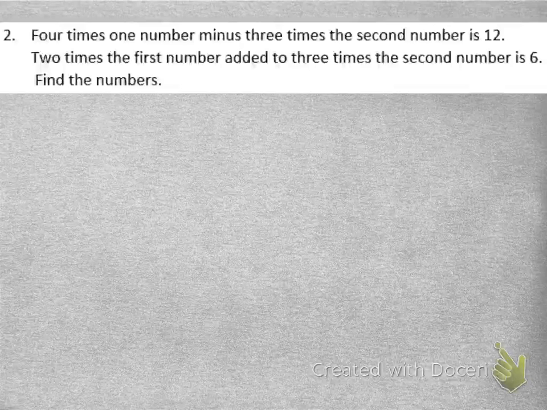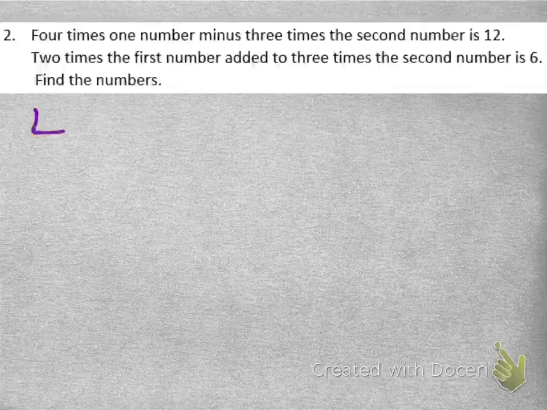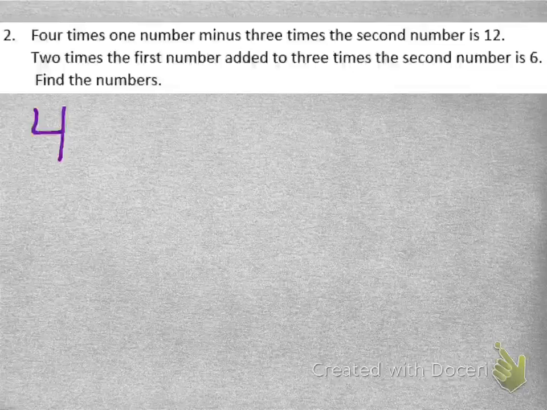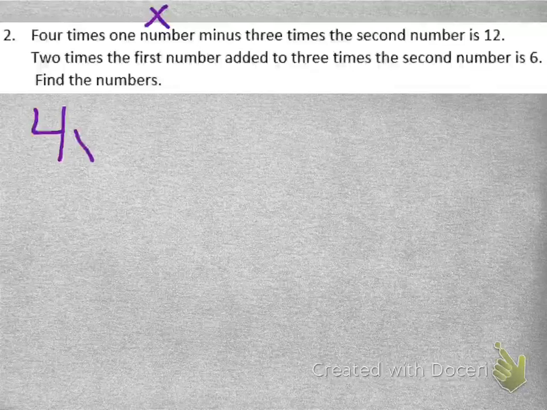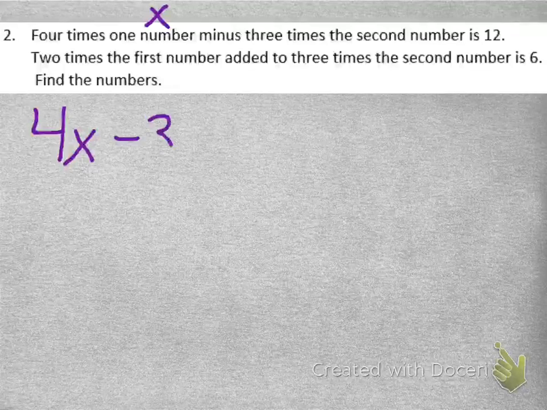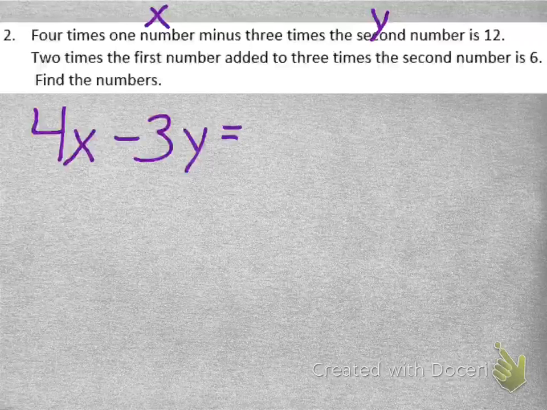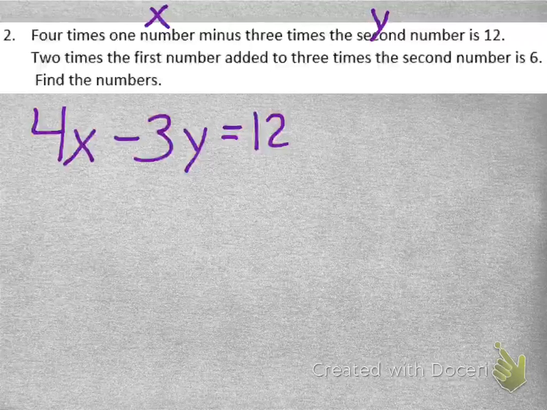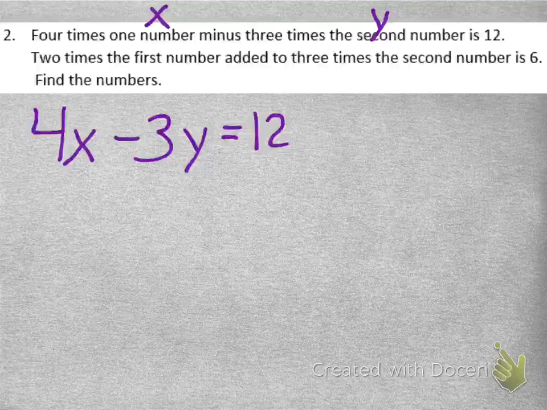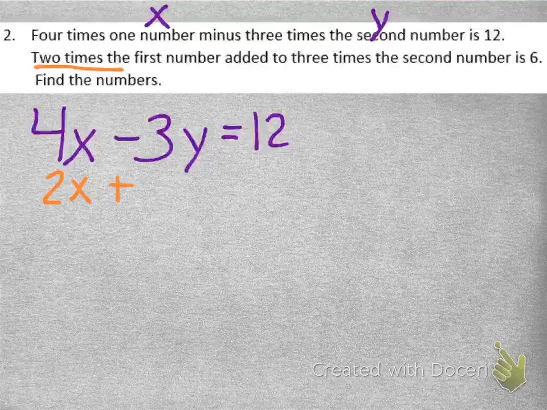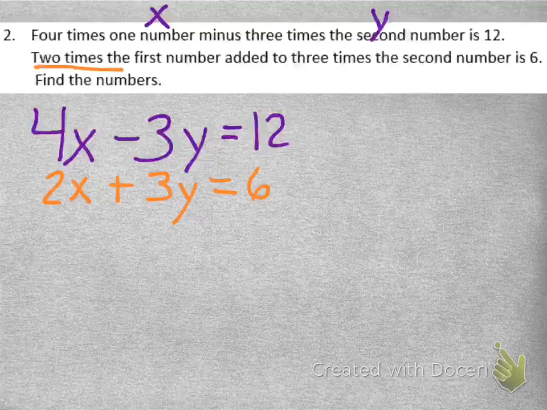Here we've got to translate this. First sentence says 4 times a number. I'm going to let x be the first number we mention. Minus 3 times a second number. I'm going to let y represent the second number. Is 12. And then the second sentence, 2 times the first number, 2x, added to 3 times the second number, 3y, is 6.